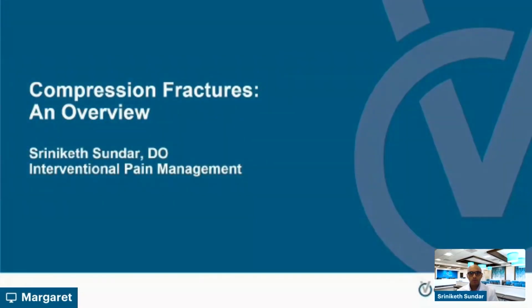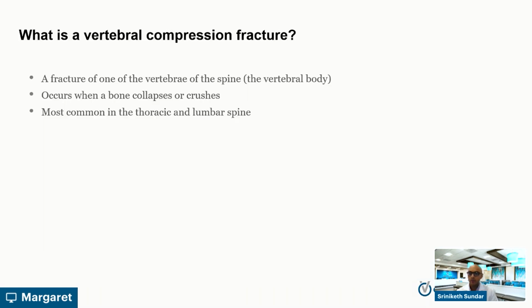Today, we're just going to have a brief discussion about compression fractures, an overview of what they are, how to diagnose them, and how we could possibly treat them. And we'll get started. So first and foremost, what is a vertebral compression fracture?